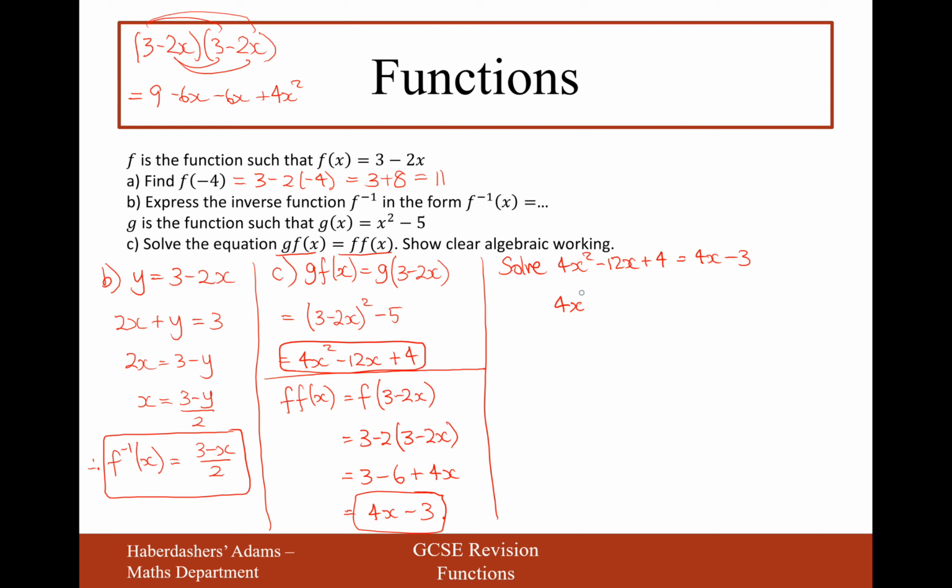So it's going to be 4x squared, so remember I need to take away 4x from both sides, that's going to be minus 16x, and then I'm going to have to add 3 onto both sides as well, because I've got a minus 3 on the right, so it's going to be plus 7 equals 0. So now I'll need to maybe use the quadratic formula.